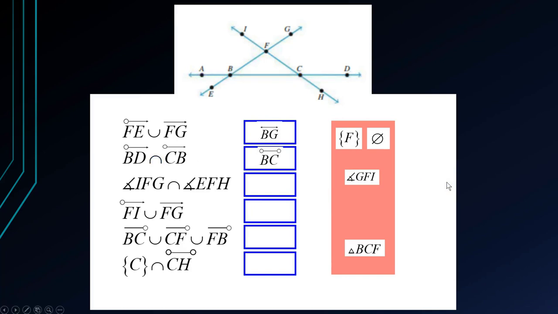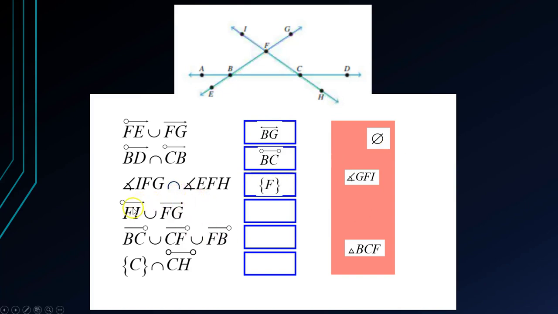For the next one, angle IFG, which is this angle right here, and angle EFH, which is this angle here, I'm looking for the intersection. Now, in both, as you see, everything on this purple angle is not included in this green angle, and vice versa. The only thing they have in common is the vertex F, which is included in both of those. And so, because it's the intersection, I'm looking for only those that are in both of these figures. It's only point F, so that's what comes down here.